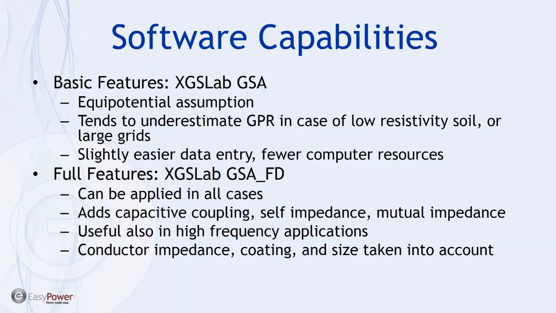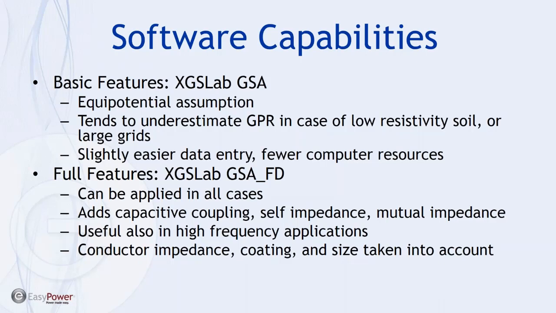There are benefits to it too, though. In grids where you don't need the extra computational power and you're sure you can use the equipotential assumption, you get slightly easier data entry and fewer computer resources are required to calculate this. The GSA module, or this level of module, is also useful. It's definitely a step up over the IEEE 80 spreadsheet because you get the numerical and graphical output useful for investigation of GPR, leakage current, surface potential, and touch and step voltage distribution.